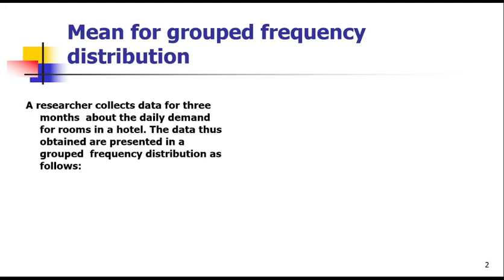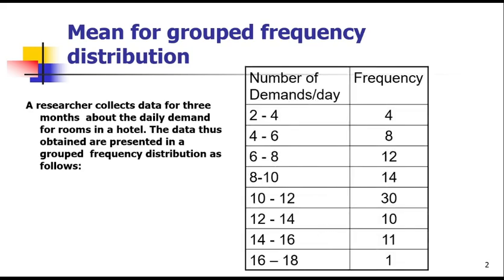Now friends, you see we have a data set like this. We had been using this data set earlier also, but for new listeners, let us have this. This is an example of a group frequency distribution. In a group frequency distribution, the data is available in terms of class intervals like 2 to 4, 4 to 6, etc. These are called the class intervals, and these are the corresponding frequencies. A researcher collects data for 3 months about the daily demand of rooms in a hotel. The data thus obtained are presented in the form of a group frequency distribution. So these are the demands per day for rooms in a particular hotel.